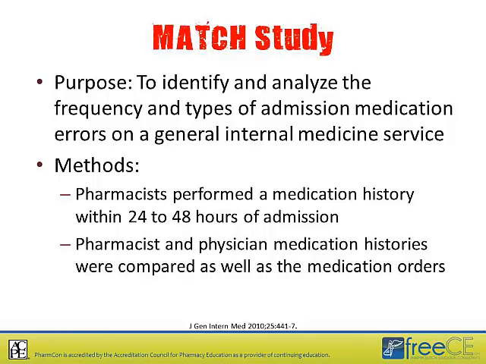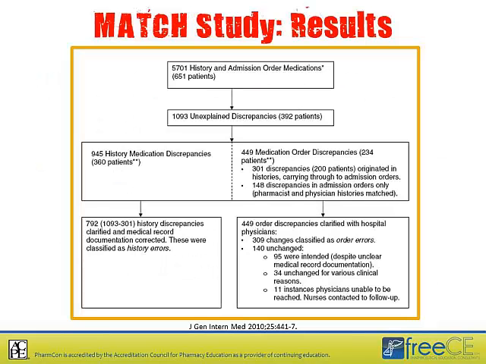The methods were that pharmacists performed a medication history within 24 to 48 hours of admission, and then pharmacist and physician medication histories were compared, and both histories were compared to the medication orders to see where, if any, errors were occurring. So let's see what they found in terms of results from the MATCH study. This is a schematic just showing you the various things that they found, the number of medications and patients that were involved in this study.